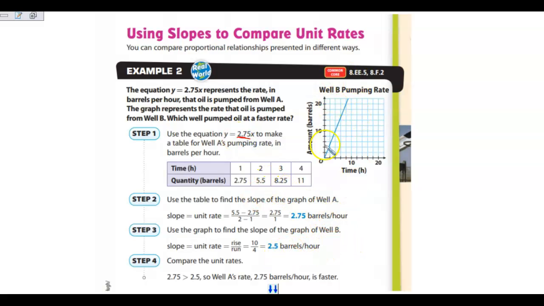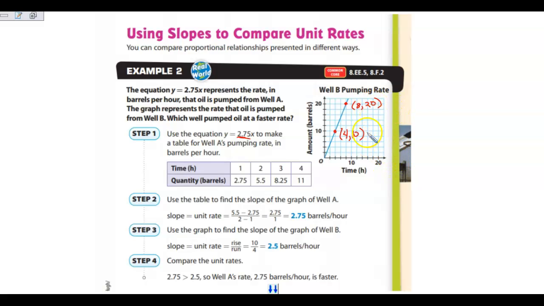In the graph, I can pick any 2 points. Let's see. There's one, and it looks like there's one. And so we can do rise over run, or we can do the formula. So I'm going to do change in y over change in x. And so these are going up by 2, so 2, 4. So this is at 4, 10. 2, 4, 6, 8. So this is 8 and 20.